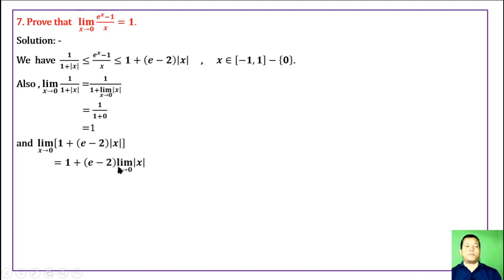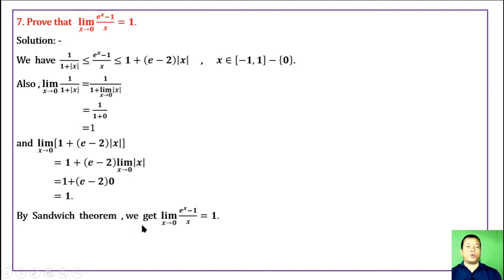We have it put before the limit, and the limit of modulus x as x tends to 0 is 0, and 0 into something is 0, which gives 1. By the sandwich theorem, we get the limit of this median function is 1, as the limit of this function is 1 and the limit of this function is also 1, therefore the limit of this function is automatically 1.